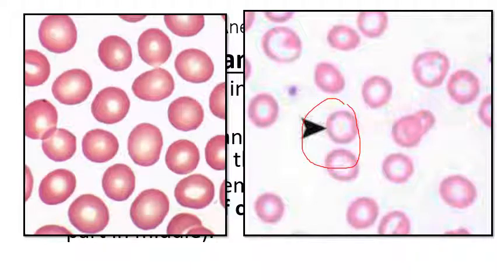This is normal blood. You see that the zone of central pallor takes up about a third of the cell volume. This is iron deficiency anemia. Notice that the zone of central pallor is at least twice as big. It's not true for every cell, but it's true for most of the cells, right? So by looking at that, a hematologist would be able to look at that blood and say that's iron deficiency anemia.